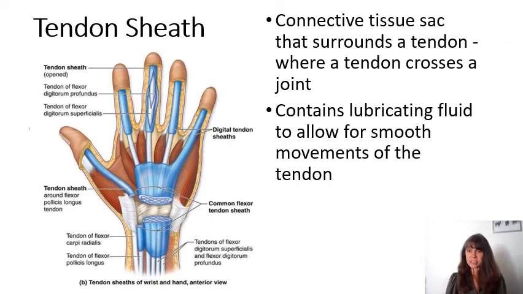Tendon sheaths are very similar to bursae. They are elongated, fluid-filled sacs that surround tendons where tendons cross joints. Because tendon sheaths are filled with synovial fluid, it helps to allow for a smoother movement of the tendons where they cross joints, and it allows them to glide through much more easily.